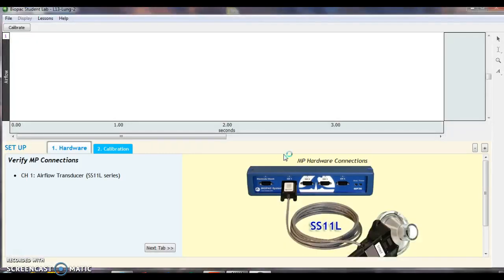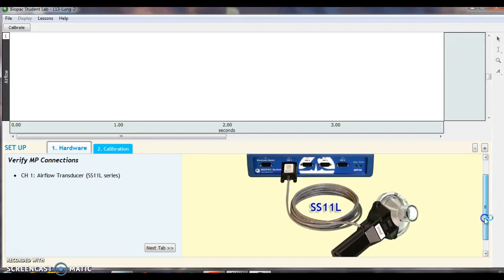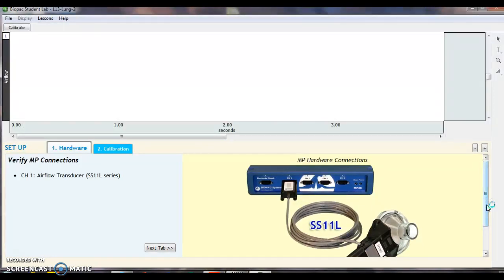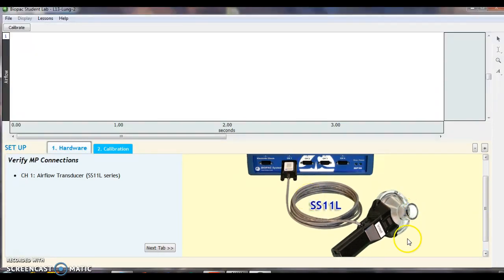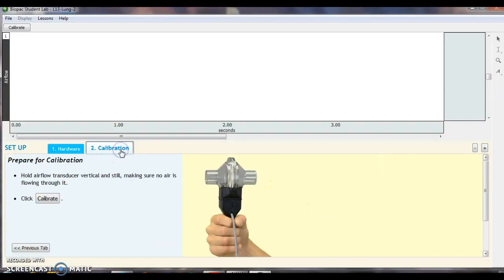So we're going to calibrate. The prompts are going to walk you through, and you have to follow their directions. So you're going to plug the pneumatic into channel 1. And then you're going to calibrate it. It's having you hold the handheld calibration like this.